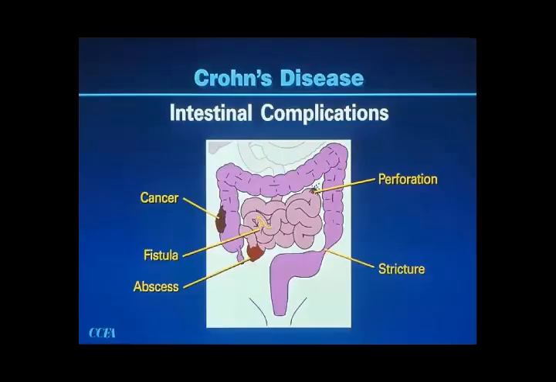Okay, so intestinal complications in Crohn's disease can include fistula formation, abscess formation, cancerous transformation, or sometimes small gut perforation and strictures.